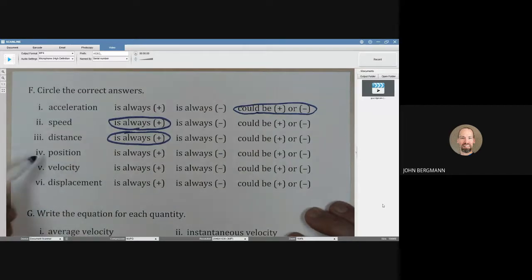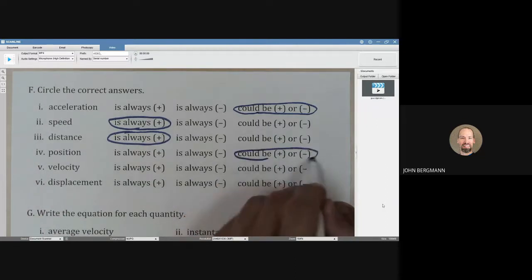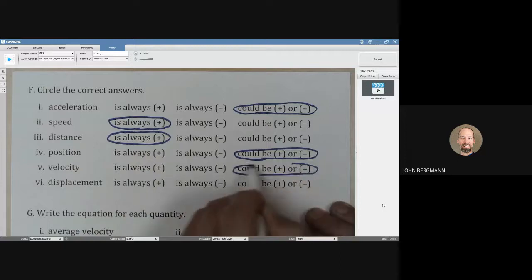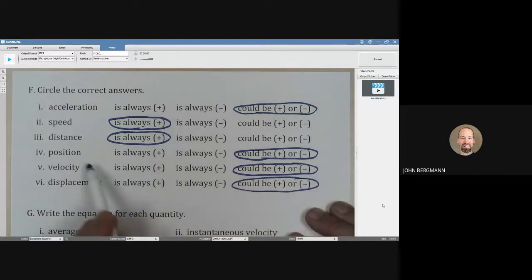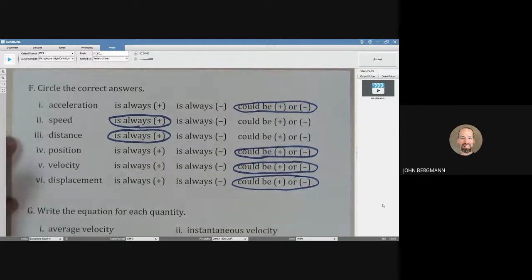How about position, velocity, displacement? All of those could be positive or they could be negative. Position, as on a number line, isn't it true? If you're on a number line, you could be at a positive, say, x value, you could be at a negative x value. And velocity is always final minus initial, right? Final velocity minus initial velocity, displacement, final position minus initial. Those could be positive, they could be negative.